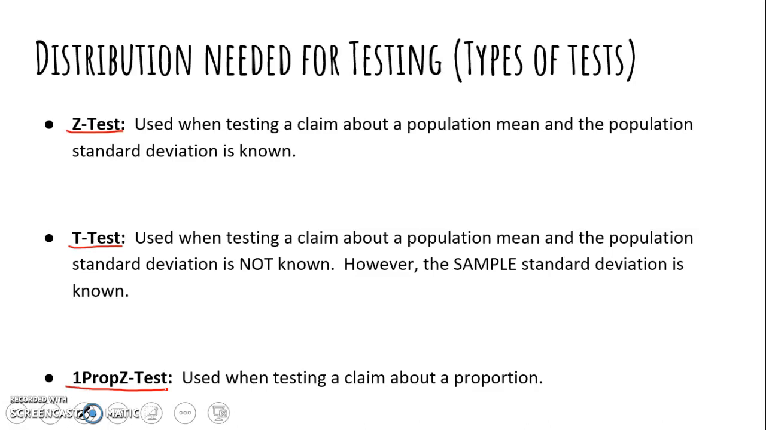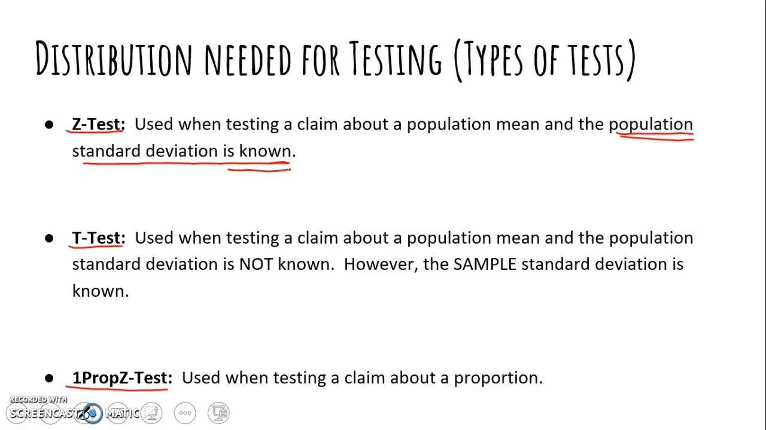And they are very much related because we are going to use a z-test when we're testing a claim about a population mean and the population standard deviation is known. It is known. And that's the same way we knew when to use a z-interval, was when the population standard deviation was known and we were trying to estimate a mean.